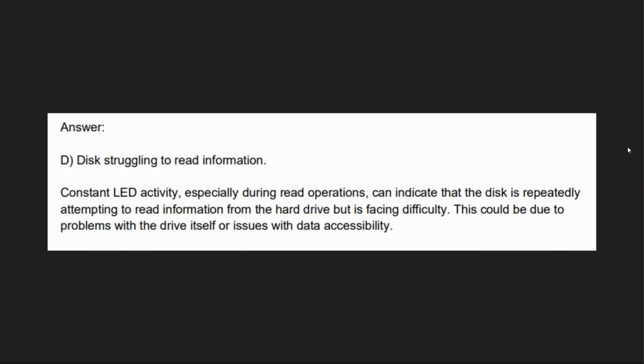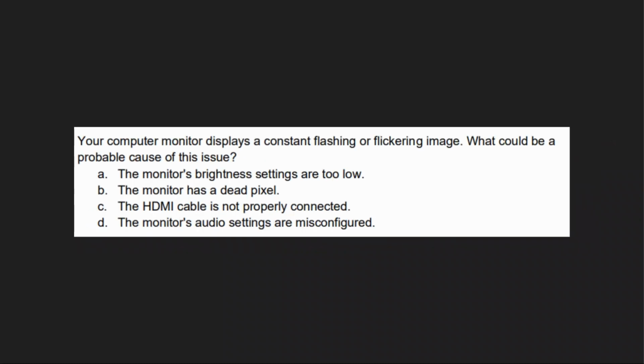Okay, let's go to the next question. Your computer monitor displays a constant flashing or flickering image. What could be a probable cause of this issue? A, the monitor's brightness settings are too low. B, the monitor has a dead pixel. C, the HDMI cable is not properly connected. Or D, the monitor's audio settings are misconfigured.